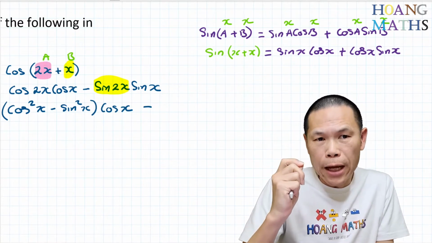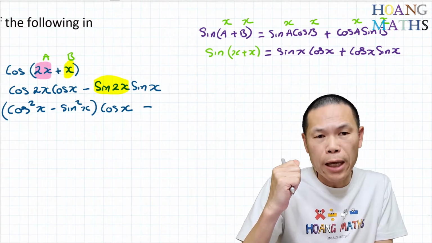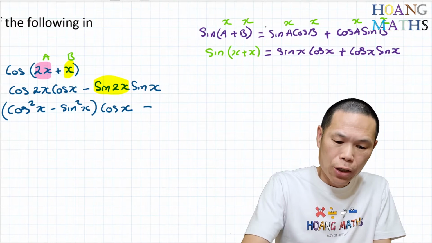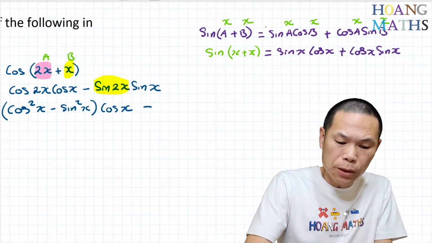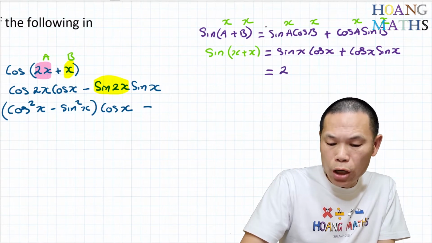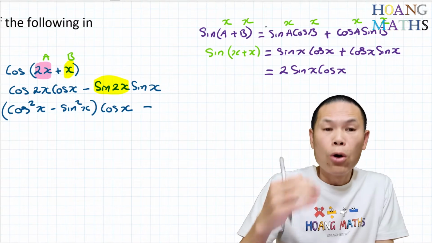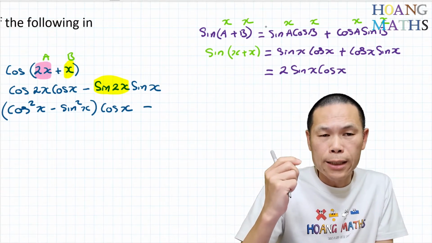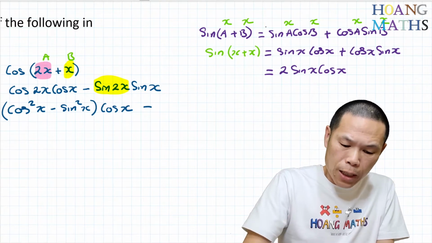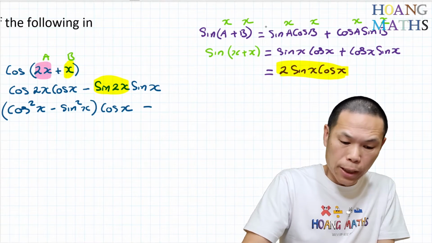And don't forget, sine x times cos x is exactly the same as cos x times sine x. It's just like a times b is exactly the same as b times a. So now I can just collect like terms. So therefore, this will give me 2 lots of sine of x times cos of x, or 2 lots of cos x sine x. It's the same thing, okay? So now what we do, we just replace sine of 2x with 2 sine x cos x.